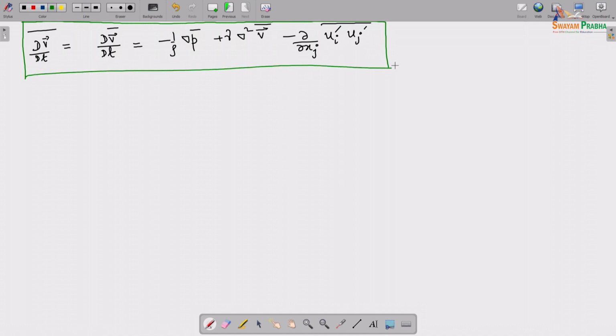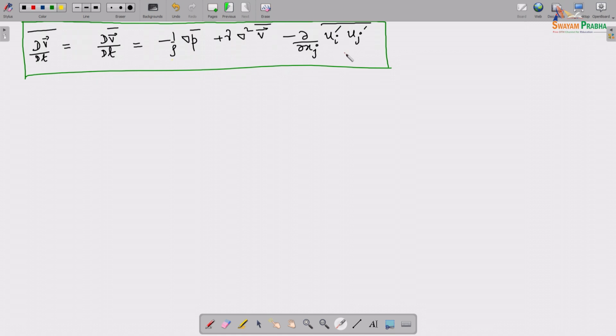Okay, I'm going to write it like this. Now the point is, if you look at this equation here, this term right here, the change in the pressure, this is the pressure force. This is the viscous force.